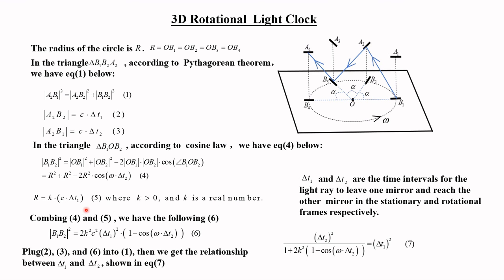Combining 4 and 5, we have the following equation 6 to calculate B1B2 squared. And here we have B1B2 squared equal to K squared times 2C squared times delta T1 squared times 1 minus cosine omega delta T2. And then plugging 2, 3, and 6 into 1, we have the relationship between delta T1 and delta T2. And this relationship is shown in equation 7 here. Delta T1 and delta T2 are the time intervals for the light ray or photon to leave one mirror and reach the other mirror in the stationary and rotational frames respectively.